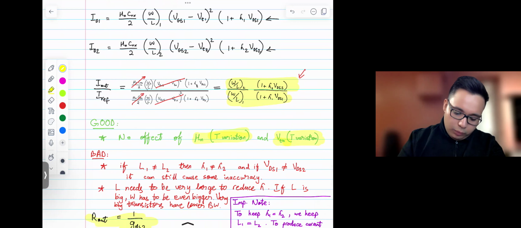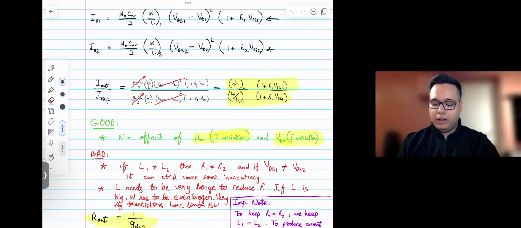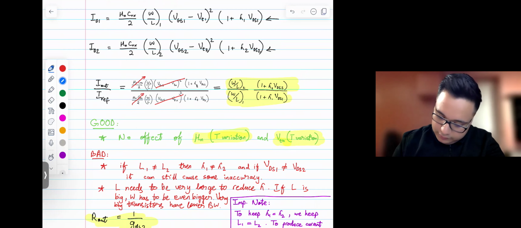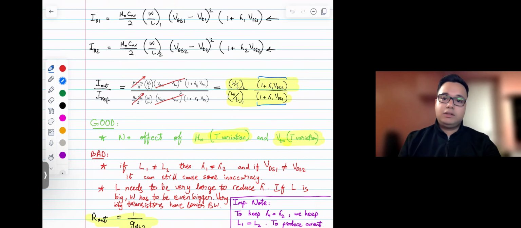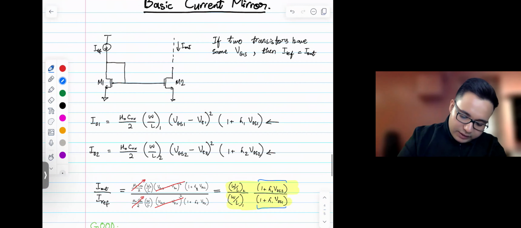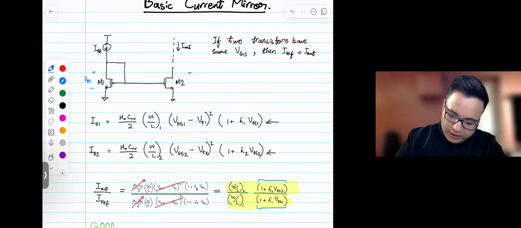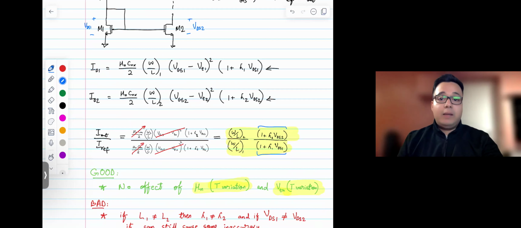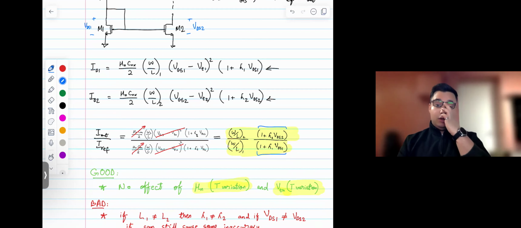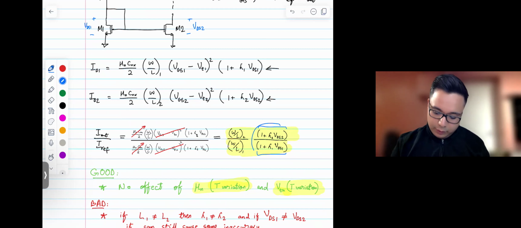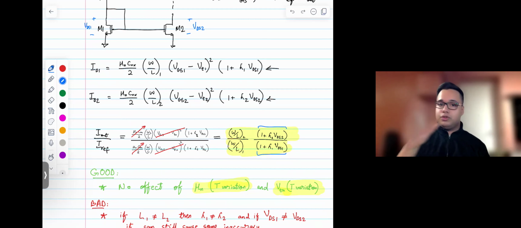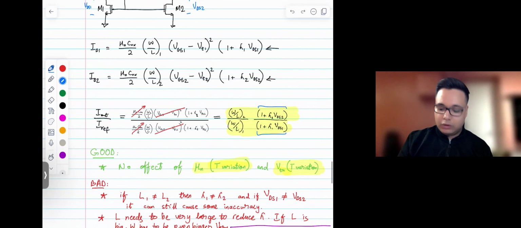Here, what could still cause an error in this current mirroring operation? Well, we still have this term here and this term here. Both of these are not necessarily equal. VDS1 and VDS2 are not necessarily equal, right? And so if we have some sort of lambda effect, if lambda 1 is not equal to lambda 2, then these two terms will not cancel out, right? And if these are not canceling out, then they will add some sort of error to this current mirror operation.